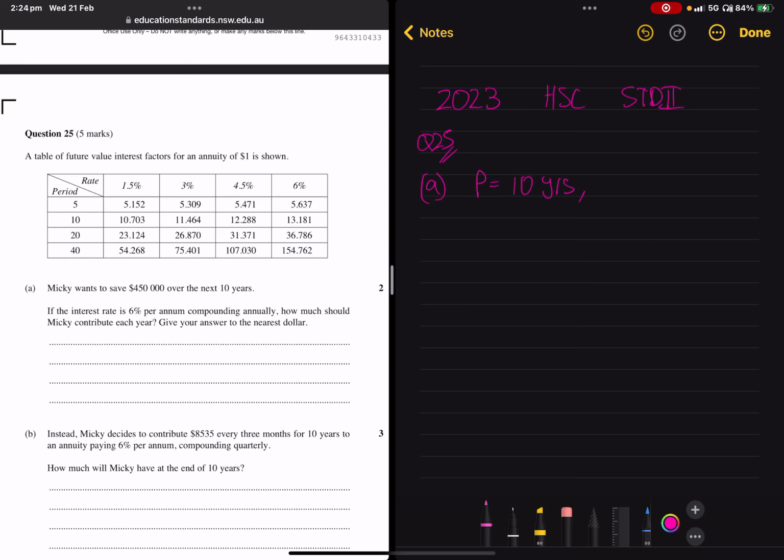And the interest rate, which we might call I, is going to be 6%. So we look for period 10, interest rate 6. They overlap with the number 13.181. Now this tells you how much money you will get if you deposit $1 each year with an interest rate of 6% for a period of 10 years. So this is the future value of a $1 annuity.